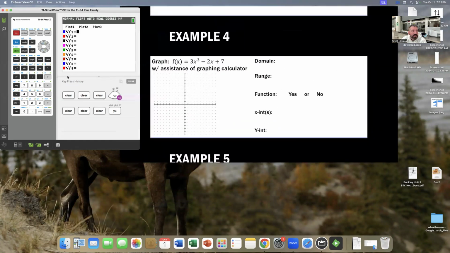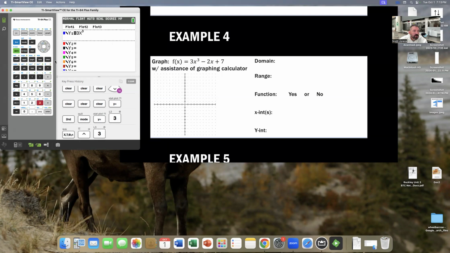So on my graphing calculator, when I first turn it on, it probably looks like this, just a blank screen. I'm going to click up here at the Y equals button. It's going to produce this list of possible y's we could plug in. And what we're going to do is plug in y equals 3x cubed minus 2x plus 7. So we're going to say 3, this is your x button, x to the third. I'm going to arrow to get out of that exponent, minus 2x plus 7.